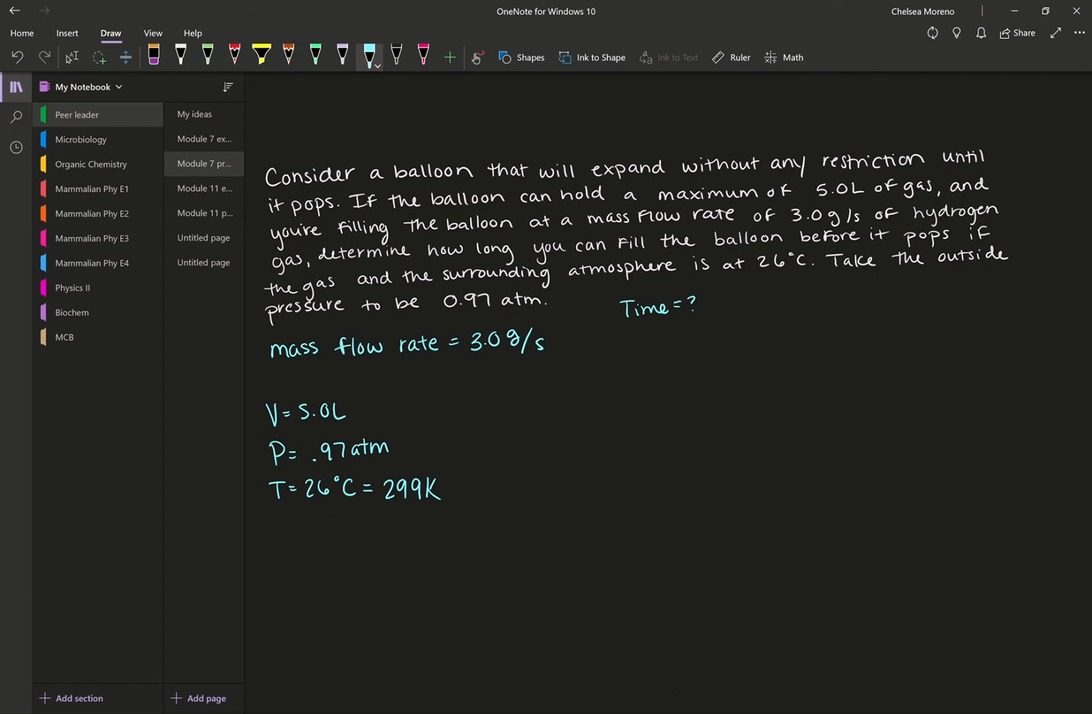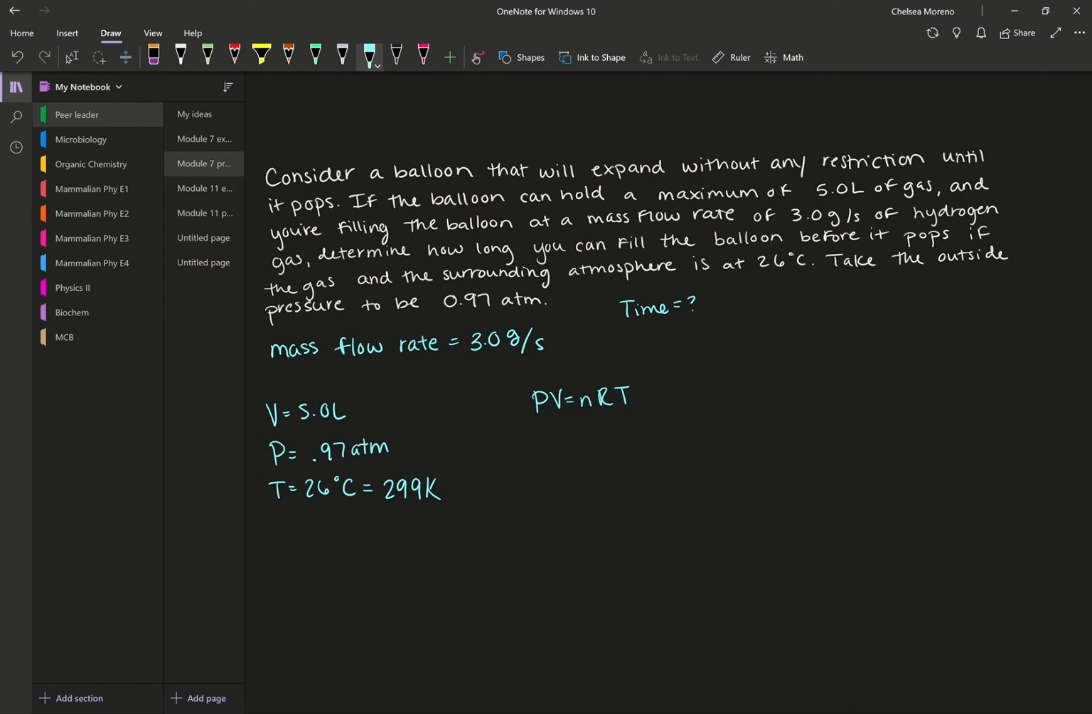So now that I look at this, the best thing I can do, because I know things are changing, is to use PV equals nRT, right? Because nothing is constant, which means we're not going to be using any of the smaller laws. And you know this because it doesn't give you a P2 or V2. It doesn't give you any of that.